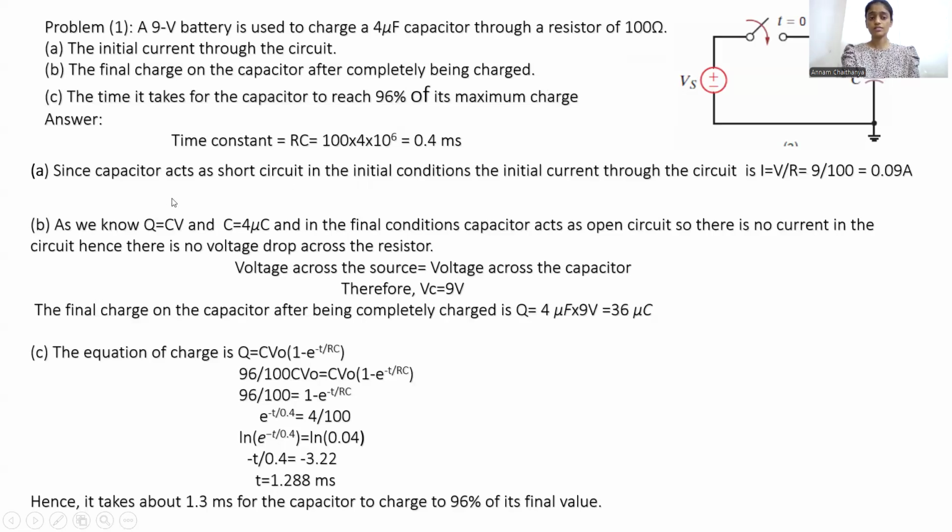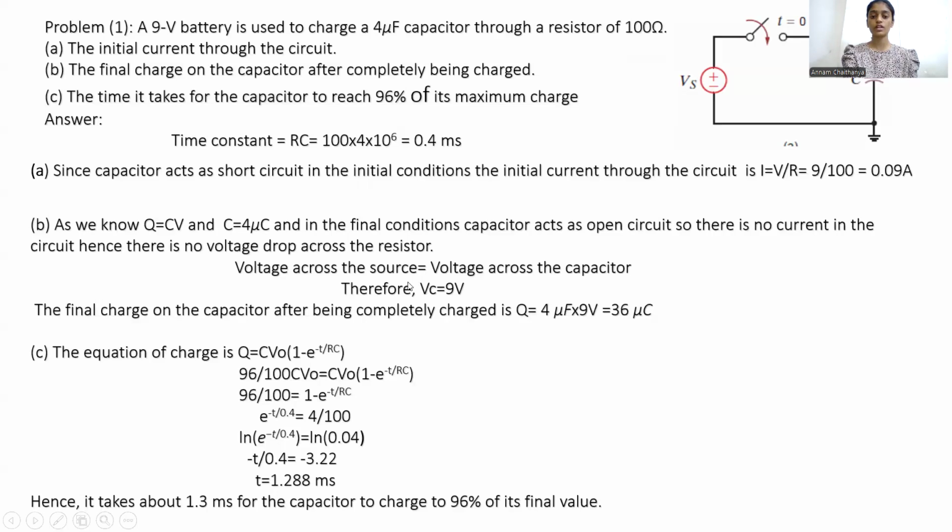Since Q equals capacitance into voltage, the charge across the capacitor is Q equals C into V, and we know the value of C. In the final condition, the capacitor acts as an open circuit. So there is no current in the circuit, hence no voltage drop across the resistance. The whole voltage at the source gets accumulated at the capacitor. So the voltage across the capacitor is 9 volts.